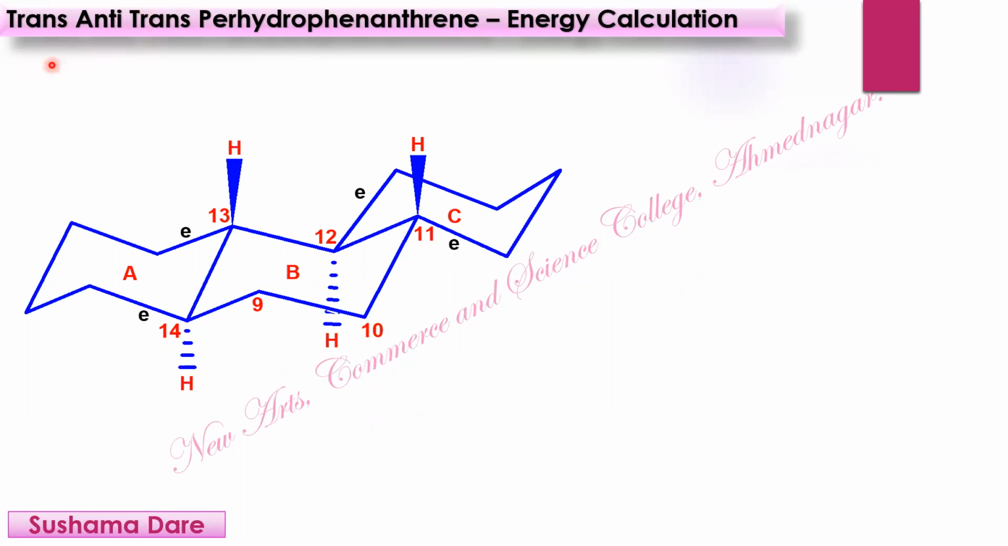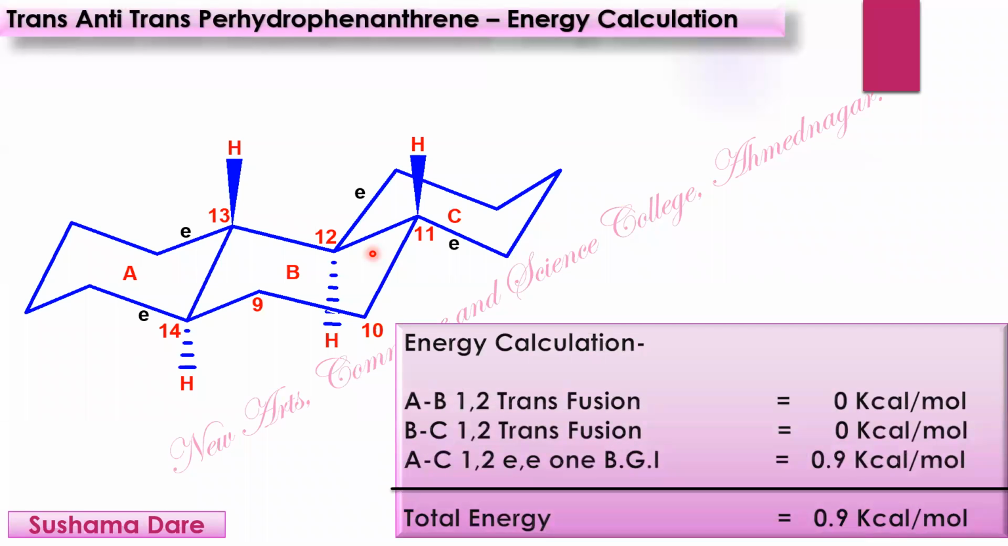Now, the energy calculation. How to calculate the energy of this molecule? So what are the things? AB fusion is cis? No, it is a trans fusion. So trans fusion means energy is 0. BC fusion is again a trans, so energy is 0. Right? So how to calculate the energy of this molecule? You can see here, AB is 1,2 trans fusion, therefore 0 kilocalorie per mole. BC, again it is 1,2 trans fusion, therefore again energy is 0 kilocalorie per mole.